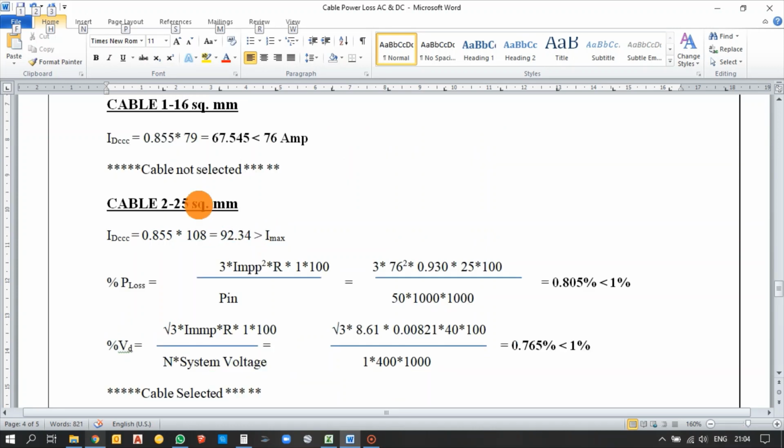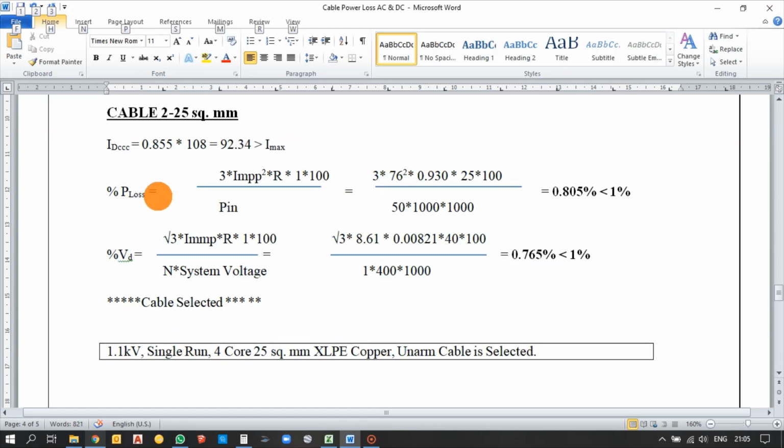So I am going with cable 2 of 25 square mm. Its derated current is capable of carrying my maximum current. It is 92.34, which is greater than 76 amps, the maximum current from the inverter. And the percentage of power loss is 3 into IMP square R into L into 100 divided by the power. Equating this, we get less than 1%. So it is satisfying my condition.